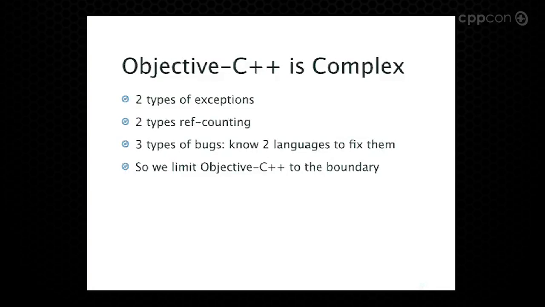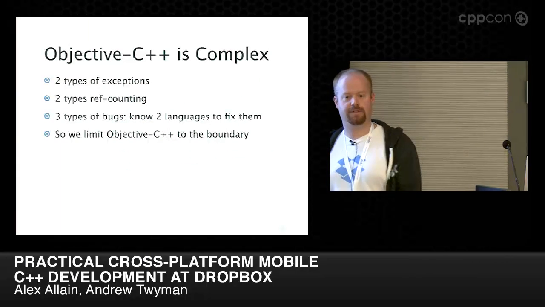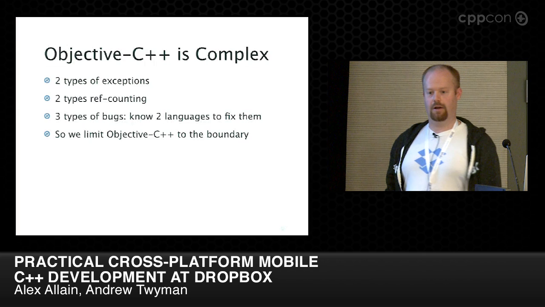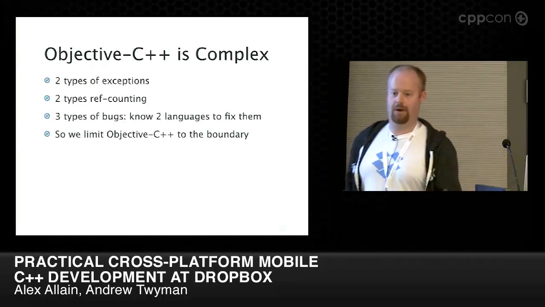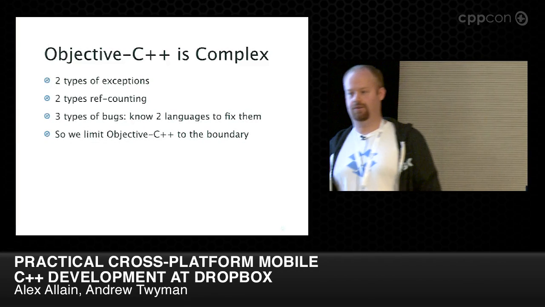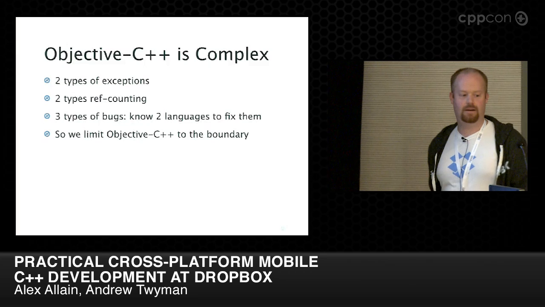Sounds great. But there are some disadvantages. It's pretty complex. You've got two types of exceptions to worry about. You've got two types of ref counting to worry about. Sometimes you create circular references. I had a great experience where automatic reference counting in Objective-C captured a strong reference inside of the lambda that I was passing to C++, thus creating a circular ownership relationship.